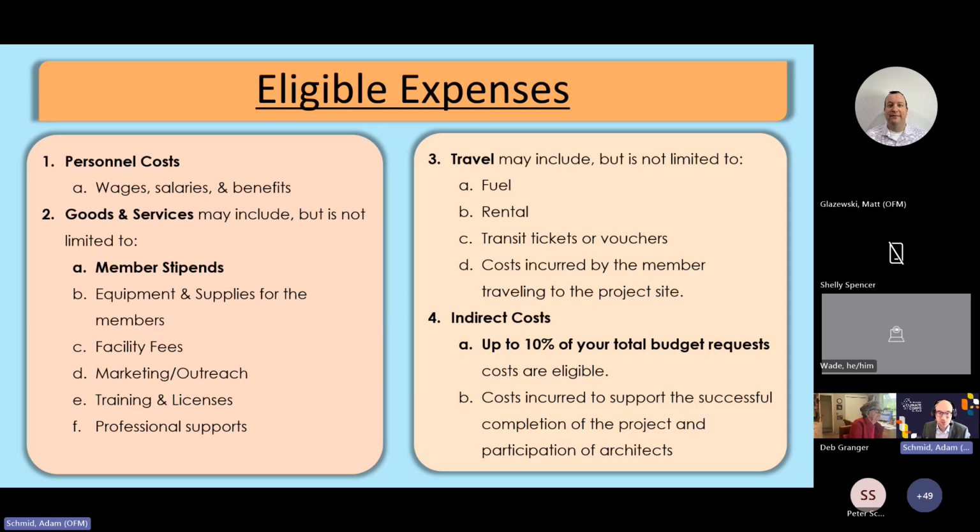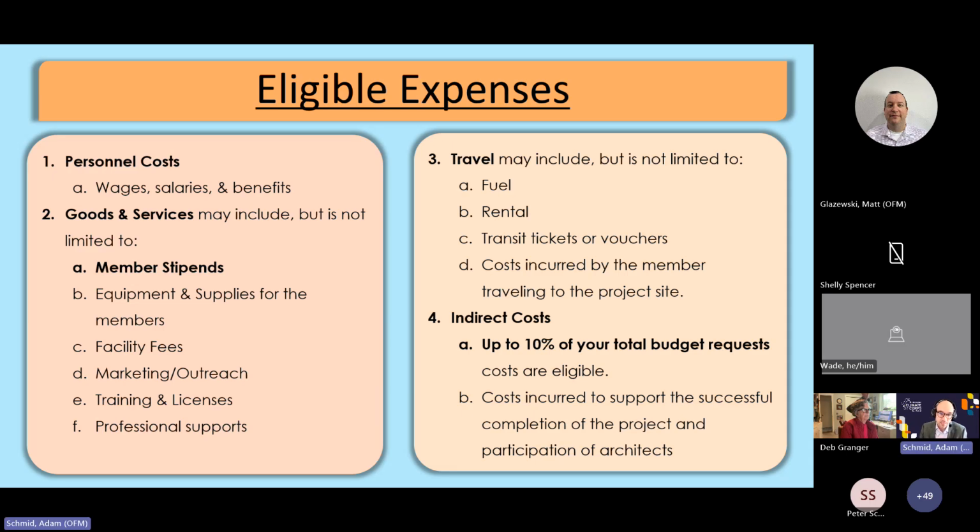Second, we have goods and services. Now, this includes the majority of anticipated expenses to execute your project and support the architect. This would include things like listed on screen are the stipends, any equipment or supplies the members will use, any outreach or marketing opportunities you have to maybe invite members or get people from the community to participate. We expect a lot of the expenses for your projects to be under goods and services.